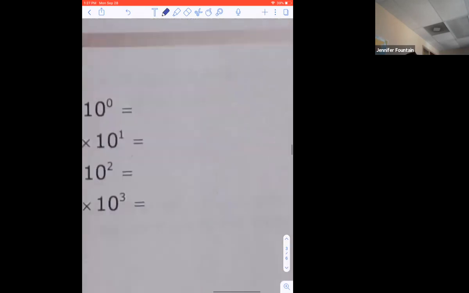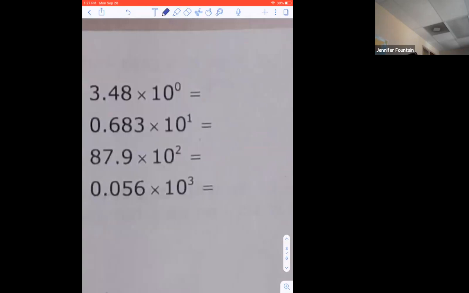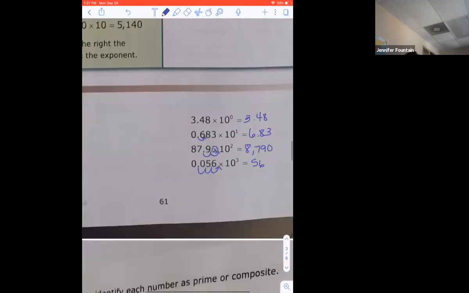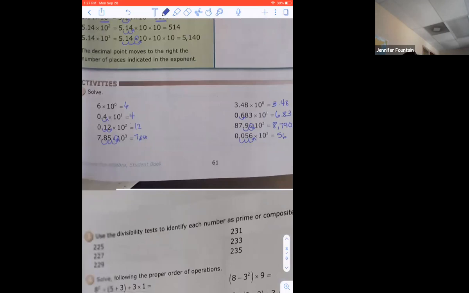And then over to the side, 3.84 times 10 to the first, which is the same as times 1, 3.48. I said 84, I said that backwards, 48. 0.683 times 10 to the first, move it one place, so 6.83. 87.9 times 10 to the second, move my decimal 2 places, so it becomes 8,790. 10 to the third times 0.056 means I need to move it 1, 2, 3 places, so it just becomes 56. Okay. Any questions? Awesome.